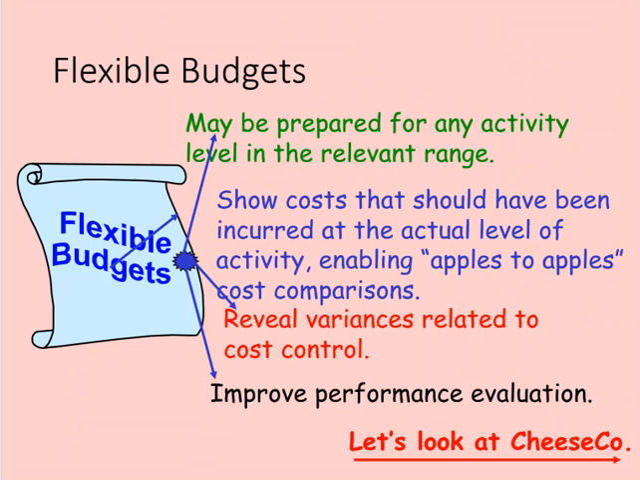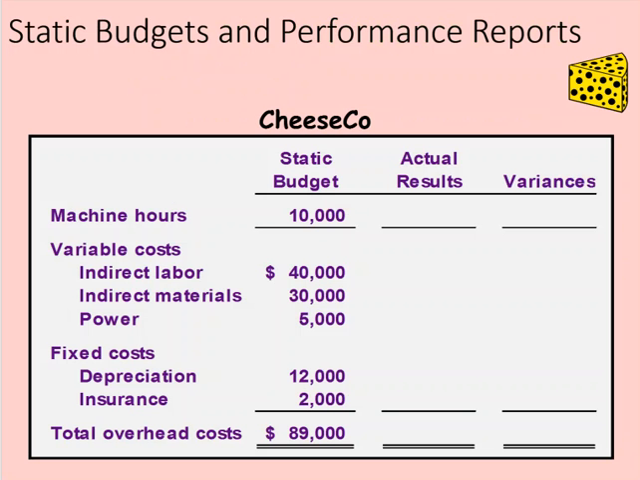There we can provide estimates of what costs should look like for any level of activity within the relevant range. So when used for performance evaluation, actual costs will be compared to the costs that should have been incurred at the actual level of activity, thereby enabling an apples-to-apples type cost comparison. Let me give you an example here.